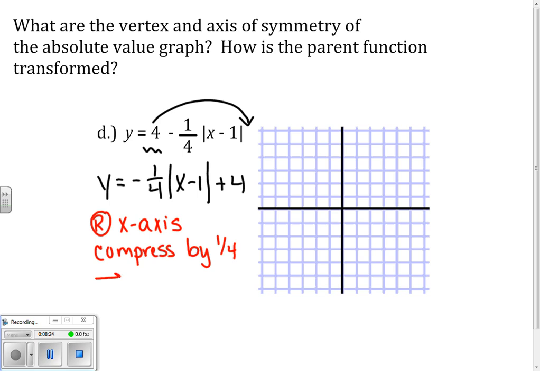I see a right 1 inside and a +4, which is an up 4 outside. I know that that right 1 means h is 1, and I know that that +4 means k is 4. So my vertex is (1, 4). It's not right there because I can't count. Can I? Oh yeah, I can.